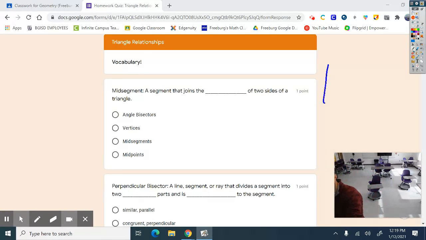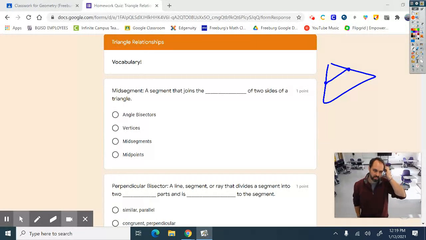A mid-segment, this is when we connect two of the midpoints and it creates that mid-segment. Again, this is something that's on the vocab for everybody, but ESL, you're not going to really have any question on this. However, I'm going to, like I said, do a quick deeper dive here.